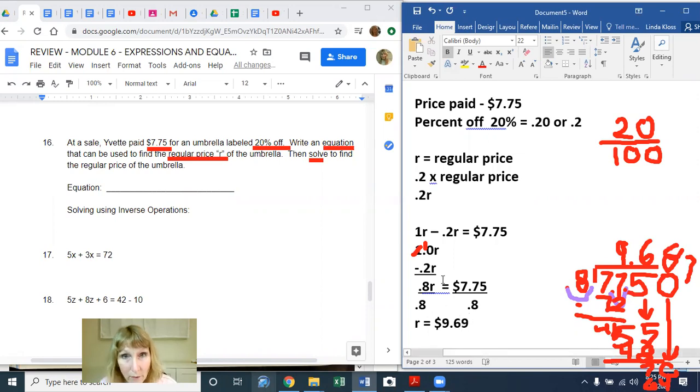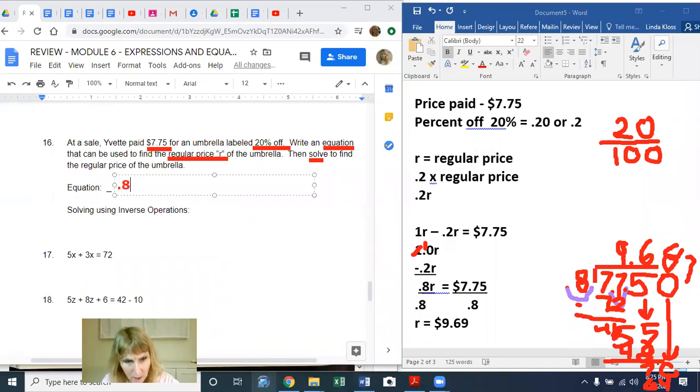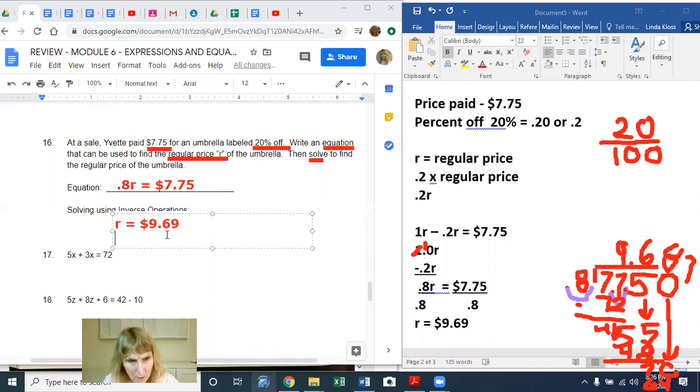So what did I just find? I go back to my problem. First, let's put the equation in that we came up with. The equation was 0.8R is equal to $7.75. And the equation, solving it, came to R equals $9.69. But what is R? Go back up and see, what did we say R was? The regular price.